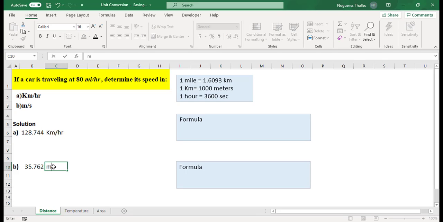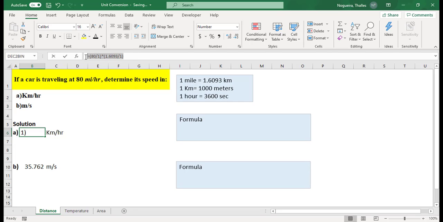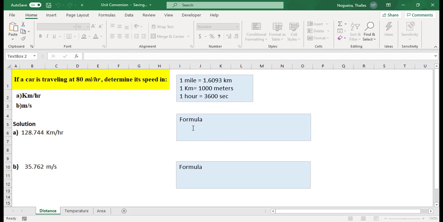And here we need to plug in the units too. So basically we just have this simple formula here so you guys can see.